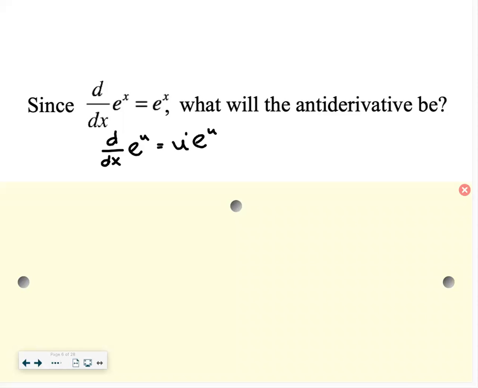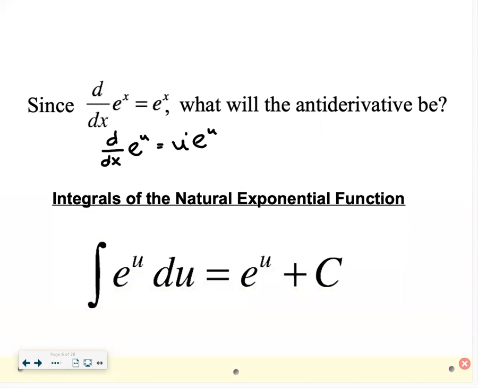This is actually the new piece that I want to get you guys, is working in reverse. The integral of e to the u du is e to the u plus c. Okay, so it's basically taking what's up top and then working in reverse.